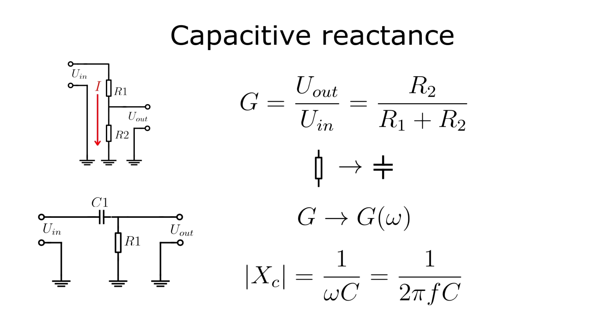This characteristic is named reactance, signed as X. For the capacitor, it is inversely proportional to frequency and capacitance, where omega is the angular frequency equal to the frequency multiplied by 2π, and the gain factor of the represented scheme depends on frequency.